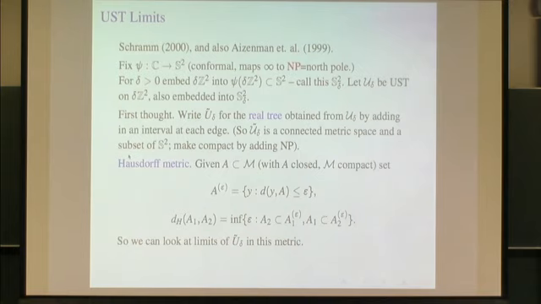And we define the Hausdorff metric on subsets of S2 in the following way. If you have a subset, we define the expansion of that set by epsilon. So we can look at the Hausdorff distance between two sets by looking at the smallest epsilon, so that each of them is contained in the epsilon expansion of the other one. So we can look at limits of u tilde in this metric.